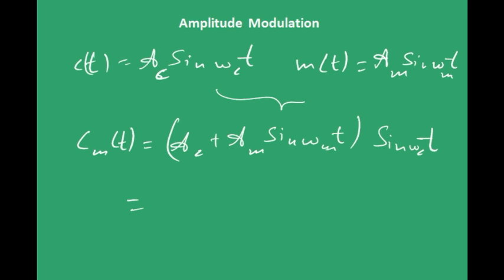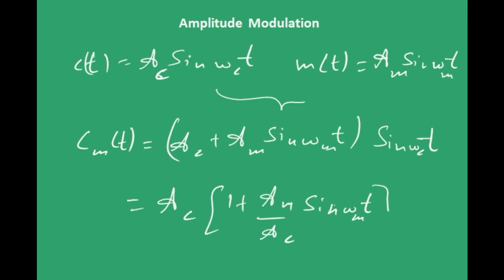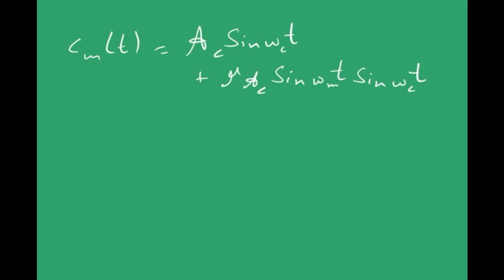So this can also be written, when Ac is taken common, as Ac times (1 plus Am by Ac sin omega m t) sin omega c t. Now why am I writing like this? Because this Am by Ac, I am interested in that. That is actually known as the modulation index, represented by mu, and it is normally less than 1 to avoid distortion. So writing the same formula in terms of mu, we can write it as this one. This is the formula in terms of mu, that is modulation index.